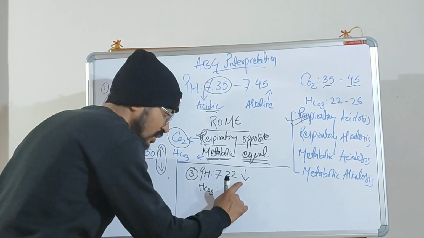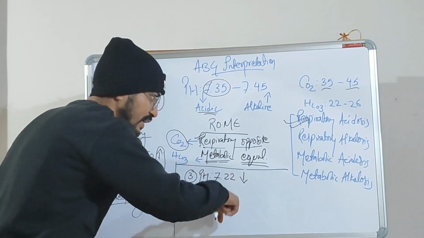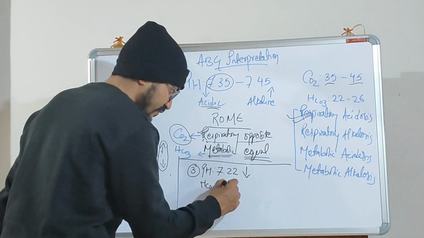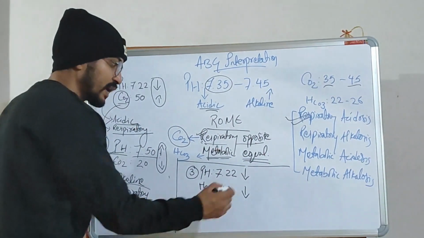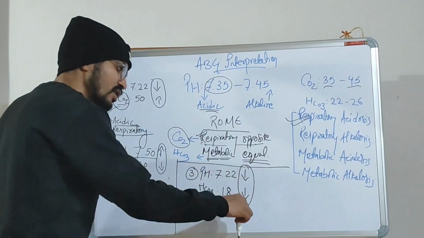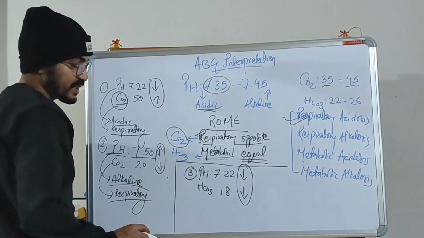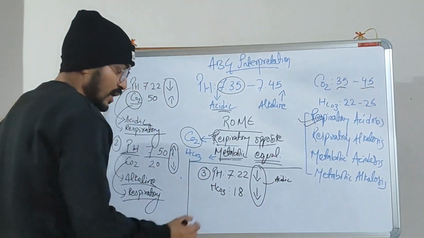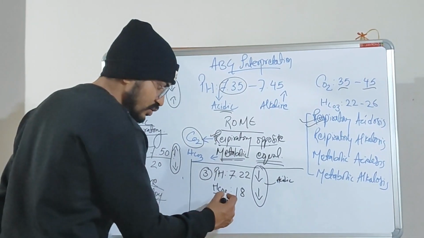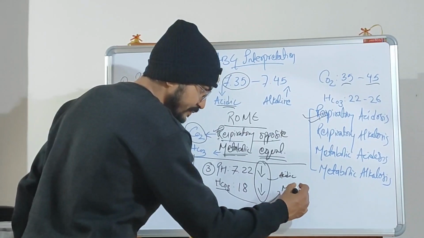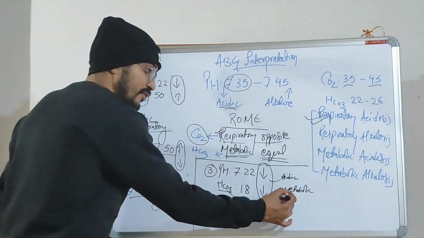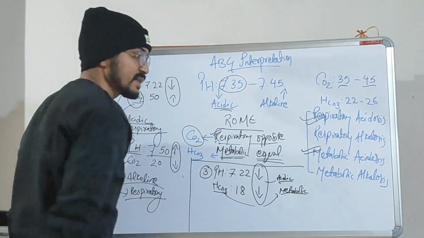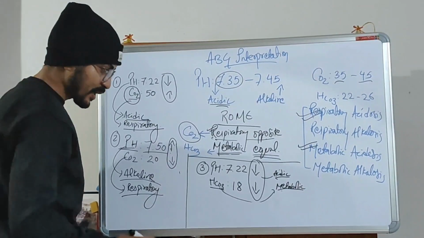So pH is going down, which means HCO3 also needs to go down, below 22, which is your normal range. Take for instance its value is 18, which means both values are moving in the same direction. To frame this diagnosis, because the pH is moving downward, it is acidic. Because we are looking at bicarbonate, we are referring to metabolic. So we can easily frame this diagnosis as metabolic acidosis. Metabolic acidosis. Alright? I hope you are getting my point.